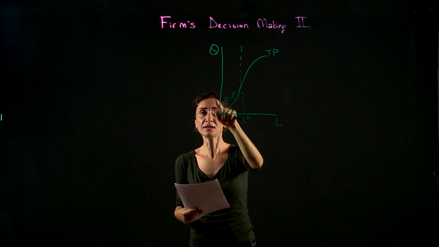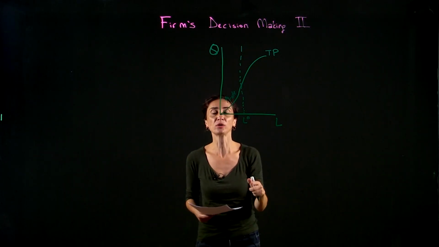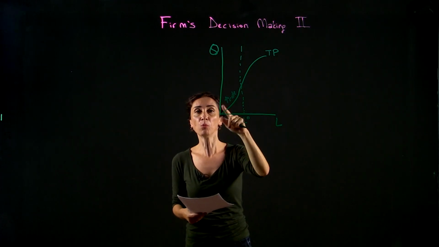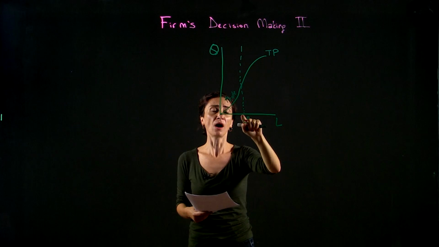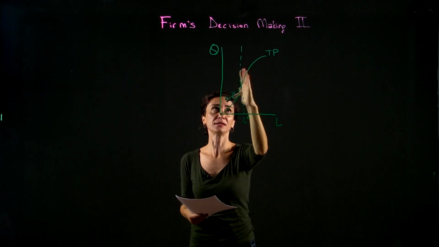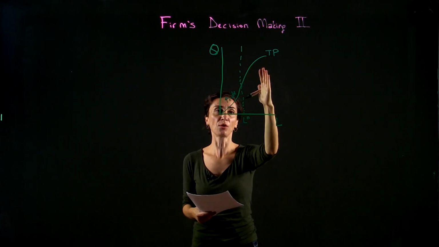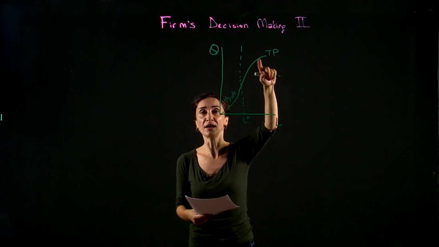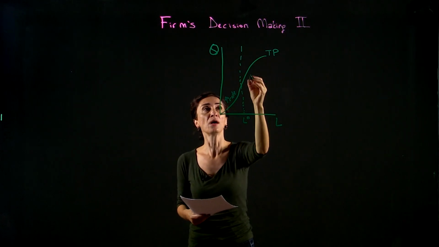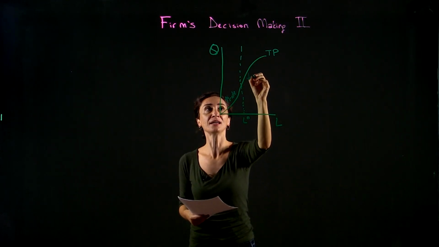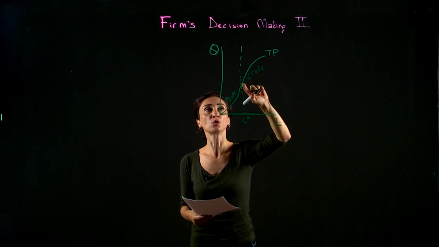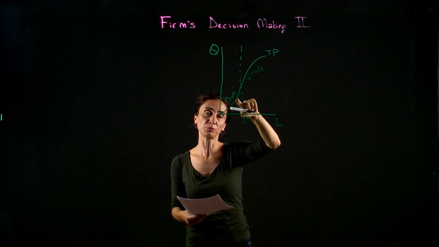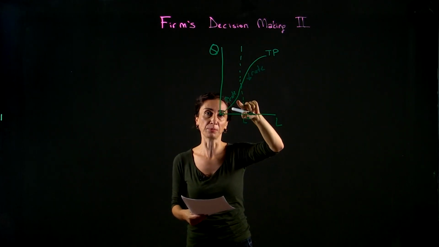But output increases at an increasing rate. Okay, so each additional labor adds more to the output. Now, after this point, in this segment of the total product curve, when I increase labor, output increases, yes, this also has a positive slope, but it increases at a decreasing rate. So the slope in this part is going down. The slope of the total product curve in this part is going up.